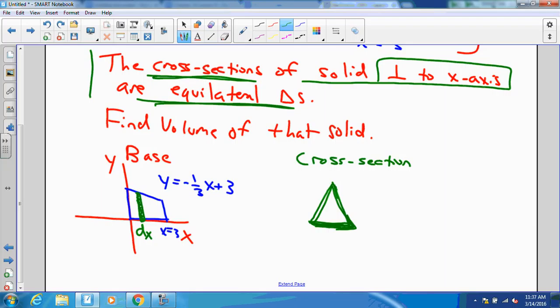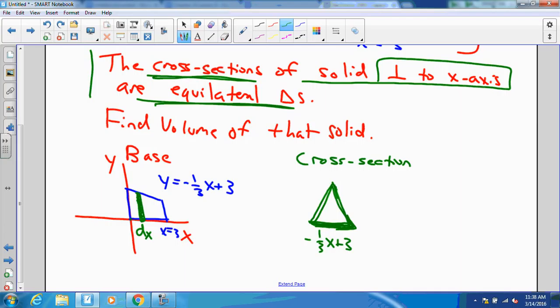Okay? Now, the only tricky part is, I need to provide some definition for this length right here. Keep in mind, this length is that length, the bottom right there. And this distance is a familiar calculation: top curve minus bottom curve. It's the distance from here to here. And so that distance is negative 1/3 x plus 3 minus 0.